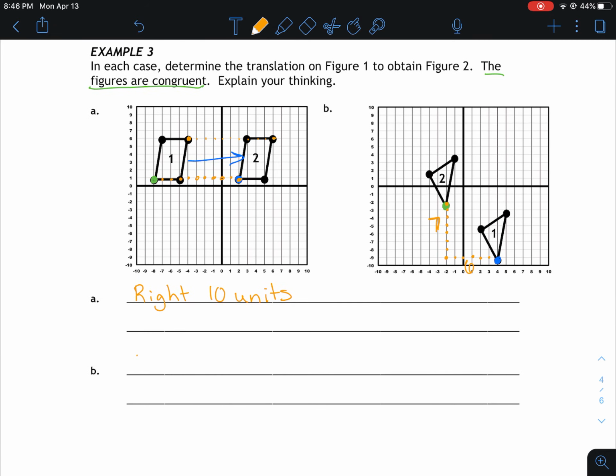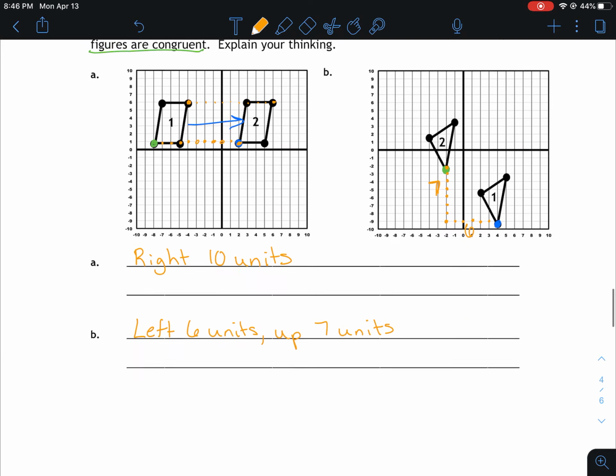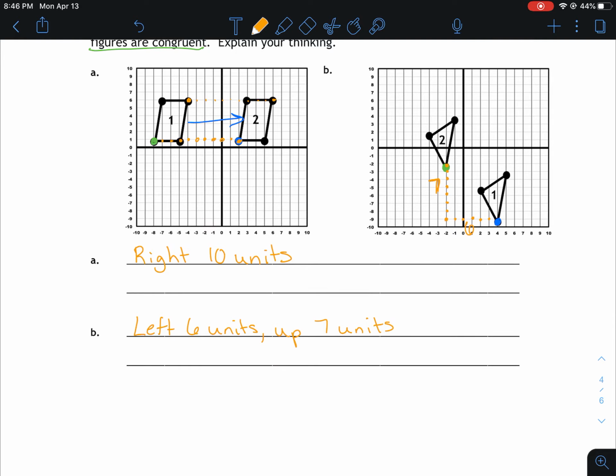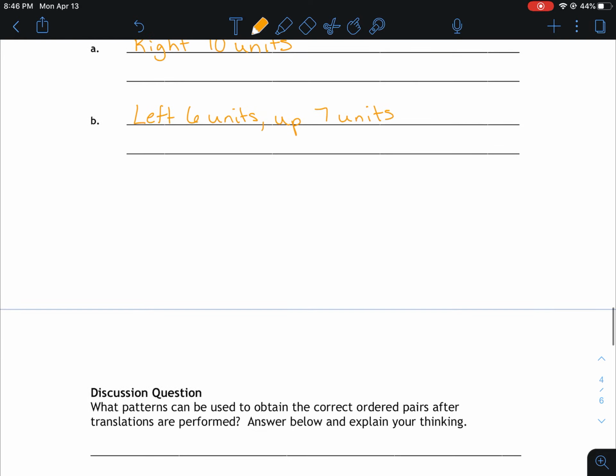All right, so our units here were left 6 units, up 7 units. And the reason I knew to go over to the left 6 is because I got it to the point that it was lined up with the green dot, and then I had to go up to meet it. And you always need to make sure that you're always going from image 1 to image 2.